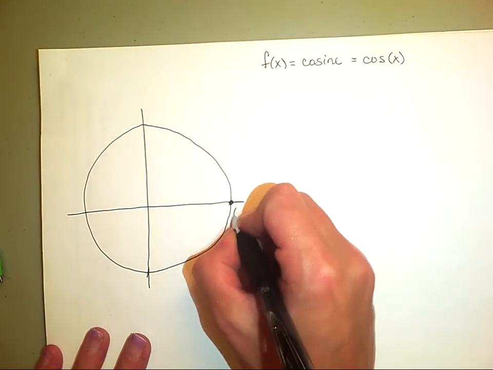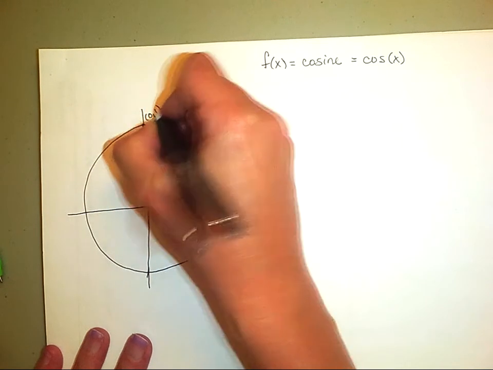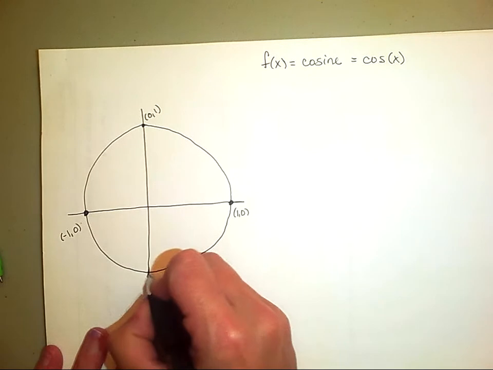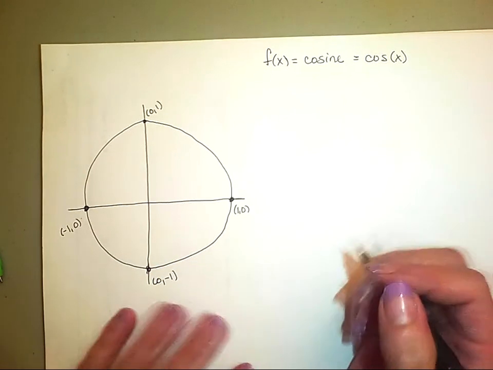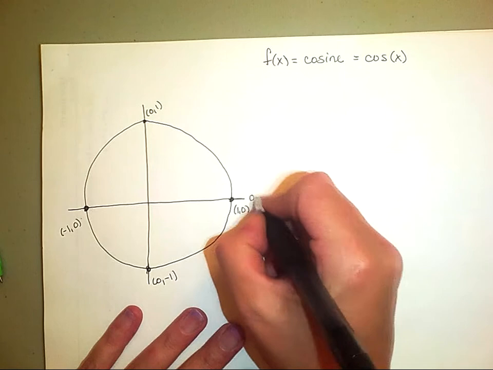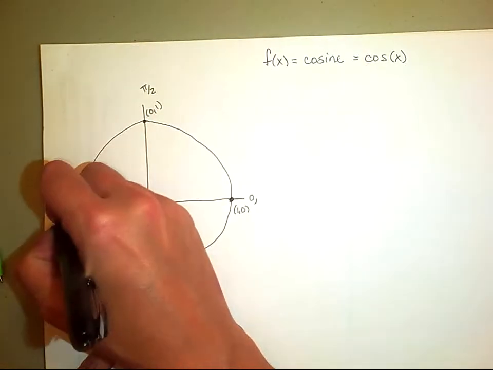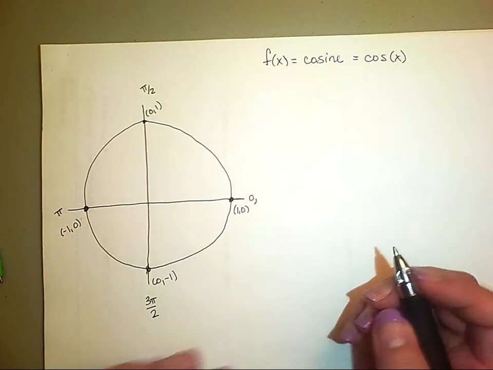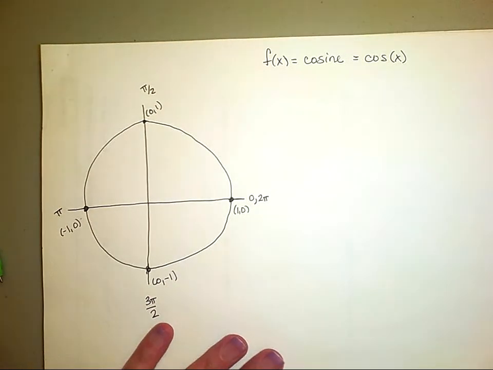Here is the point 1, 0. Here's the point 0, 1. Here's the point negative 1, 0. And here's the point 0, negative 1. Then we'll fill in those angles. This is 0, and this is pi over 2. This is pi. This is 3 pi over 2. And if we come back around, this will be 2 pi.